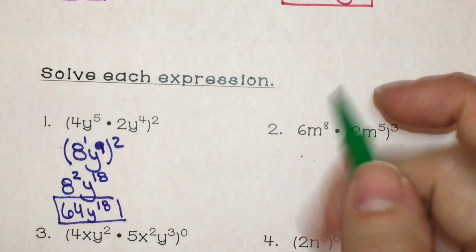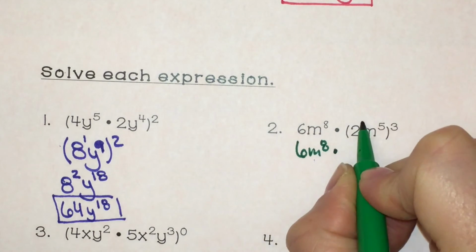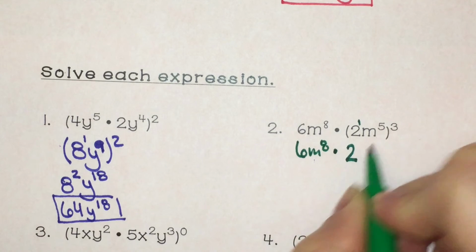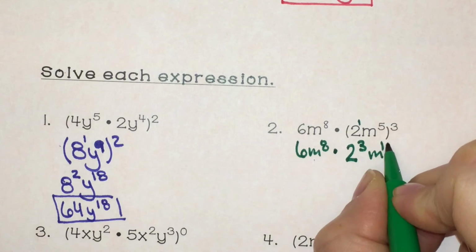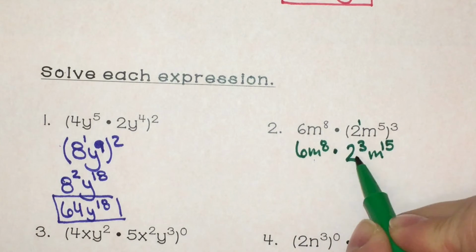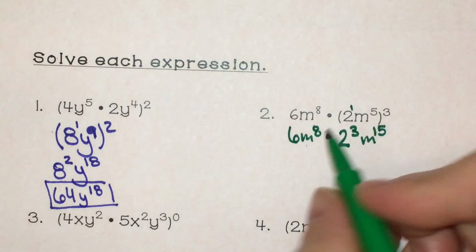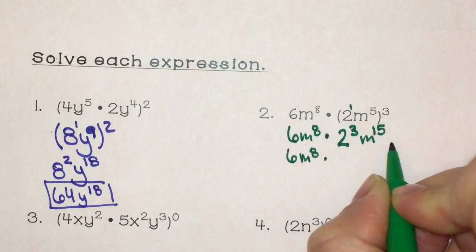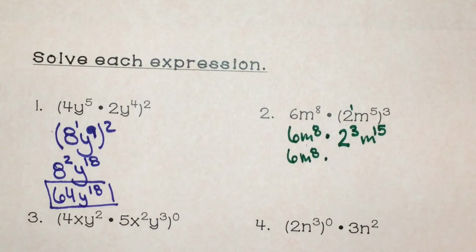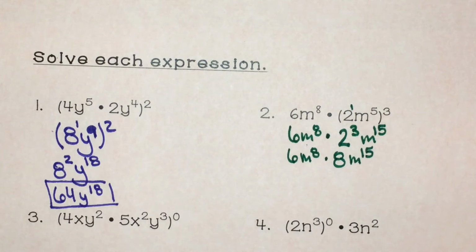Okay, bring down the 6m to the 8th, because we're going to deal with this side first, times, raise 2 to the first power, so we have 2 to the power of 1 times 3 is 3. M to the power of 5 times 3 is 15. I need to simplify this 2 to the third because I can't combine it with the 6 because the bases aren't the same. I can't add exponents unless bases are the same. So 6m to the 8th times 2 to the third. 2 times 2 is 4. 4 times 2 is 8. 8m to the 15th. Okay, now I can multiply.